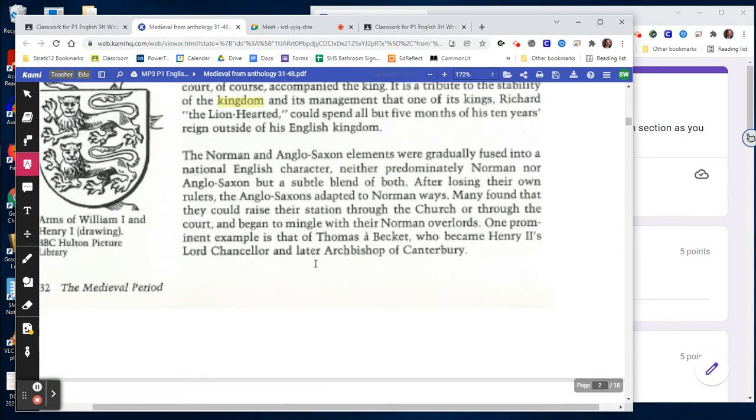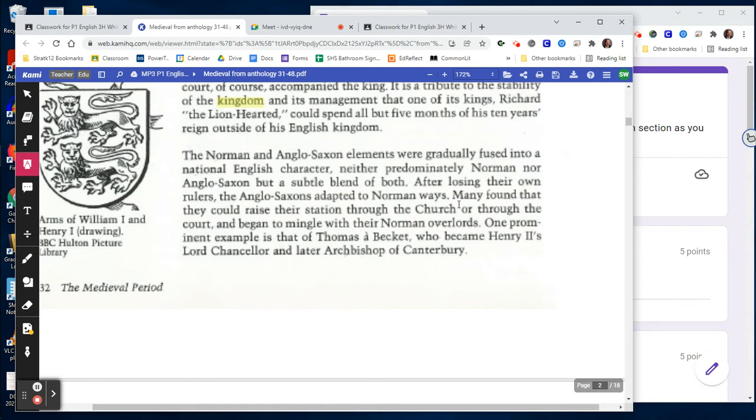The Norman and Anglo-Saxon elements were gradually fused into a national English character, neither predominantly Norman nor Anglo-Saxon, but a subtle blend of both. After losing their own rulers, the Anglo-Saxons adapted to Norman ways. Many found that they could raise their station through the church or through the court and begin to mingle with their Norman overlords. One prominent example is that of Thomas A. Becket, who became Henry II's Lord Chancellor and later Archbishop of Canterbury.